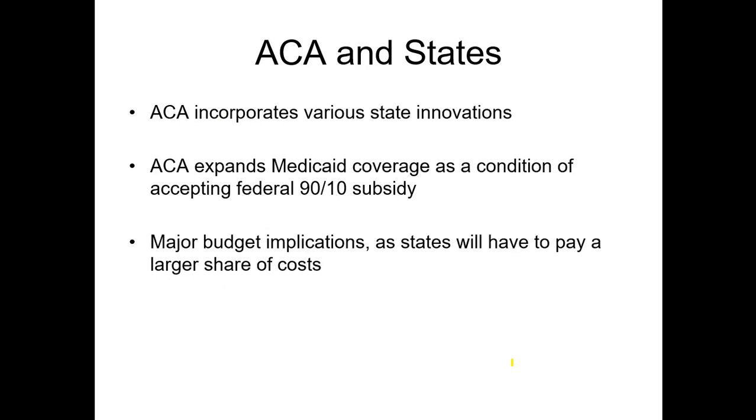As far as the Affordable Care Act, we've already touched on this. The ACA was trying to incorporate various state innovations and make them nationwide. We already talked about how it expanded Medicaid coverage as a condition of accepting the 90-10 subsidy. Some states opted out of doing that, particularly more conservative-leaning states. One of the problems with that, of course, is that if you take on more, then states may eventually have to pay a larger share of the costs, which means they have to come up with revenue sources for that.